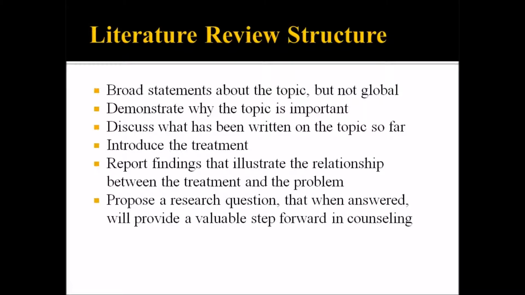Near the beginning of the literature review, you want to have broad statements about the topic, but not global. So for example, if you were talking about depression that might occur, or depressive symptoms that might occur during grieving, you would want to make some broad statements about depressive symptoms related to grieving, but not necessarily broad statements about depression in general. Because depending on your research questions and hypotheses, that may be outside the scope of your paper.